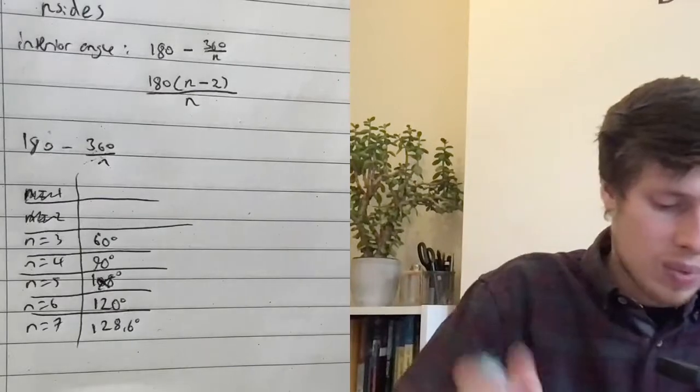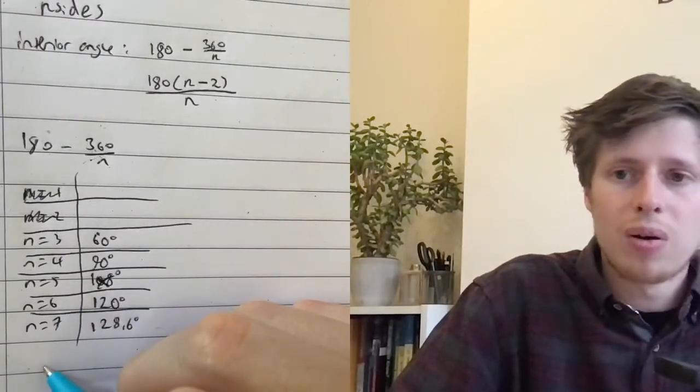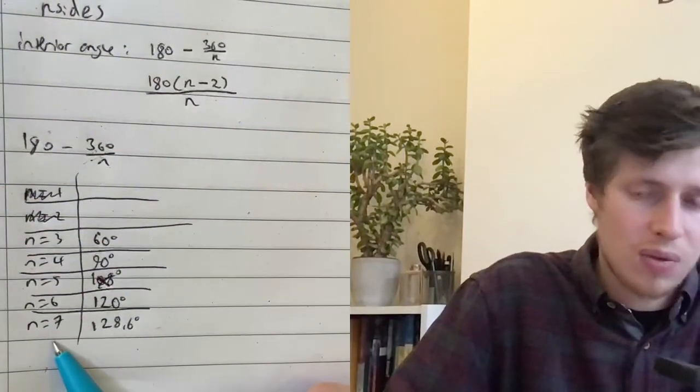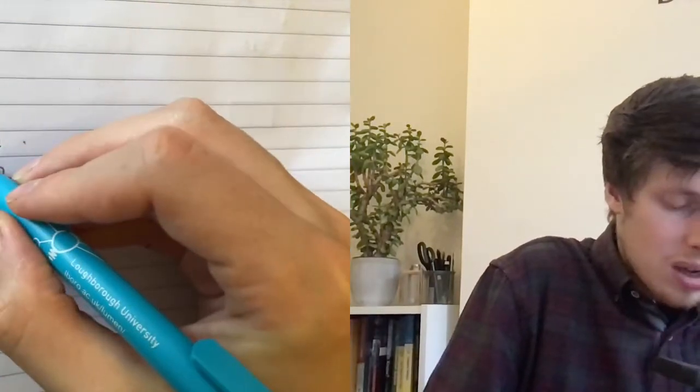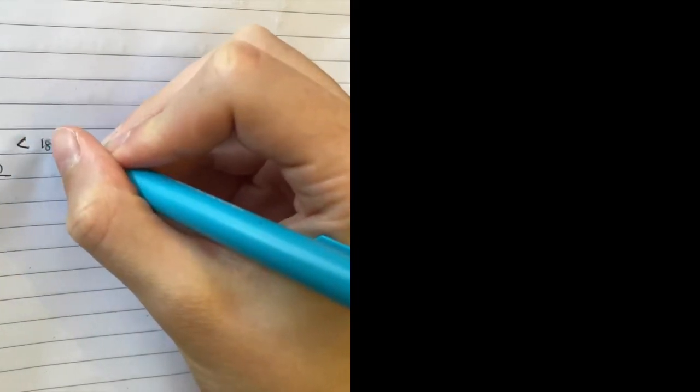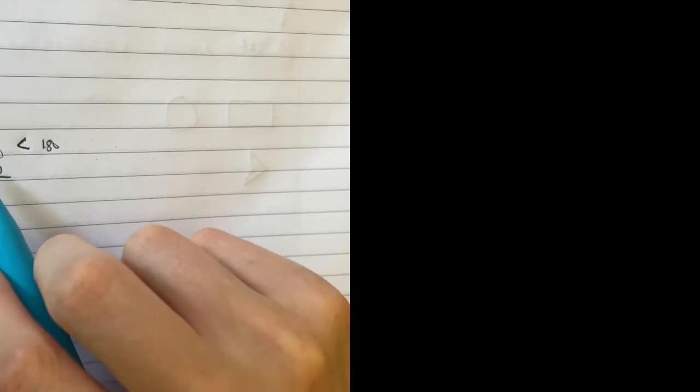Now, we can do this forever, but we don't have time to do that. So how can we quickly see that no numbers higher than 7 work? Well, this is the idea. If we go back to this formula, we have 180 take away 360 over n. Now, basically, this is always going to be less than 180, isn't it? We're doing 180 take away something positive, so it's always going to be a little bit less than 180. And actually, as n increases, this term gets smaller and smaller and smaller.